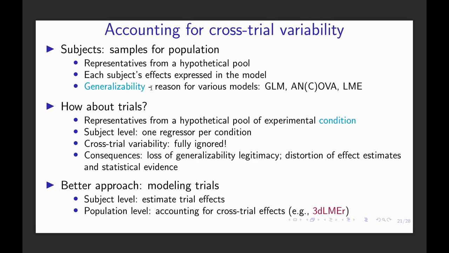So in the model, associated with each subject, there's a term in the model. So there's a position for each subject. That means the cross-subject variation is explicitly accounted for. That helps us to achieve generalizability. That's why we sometimes call it a random effects model.